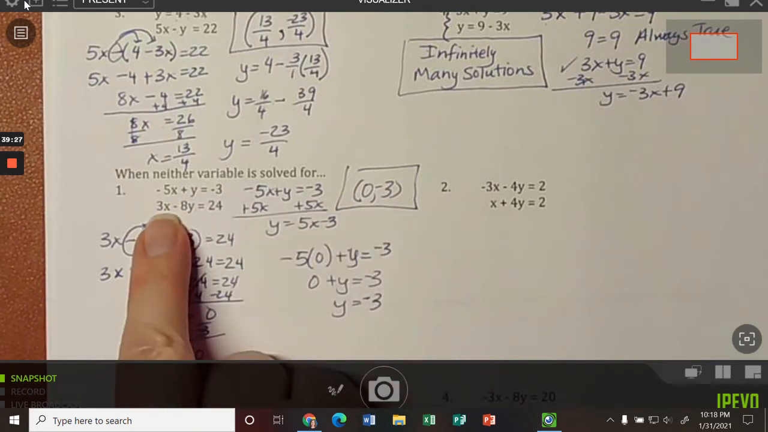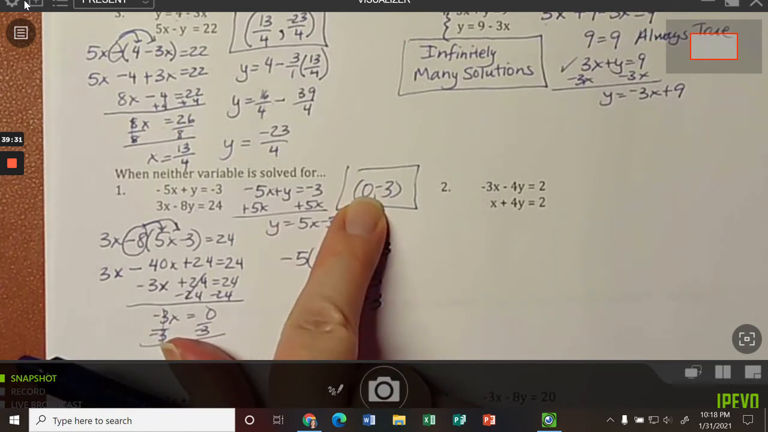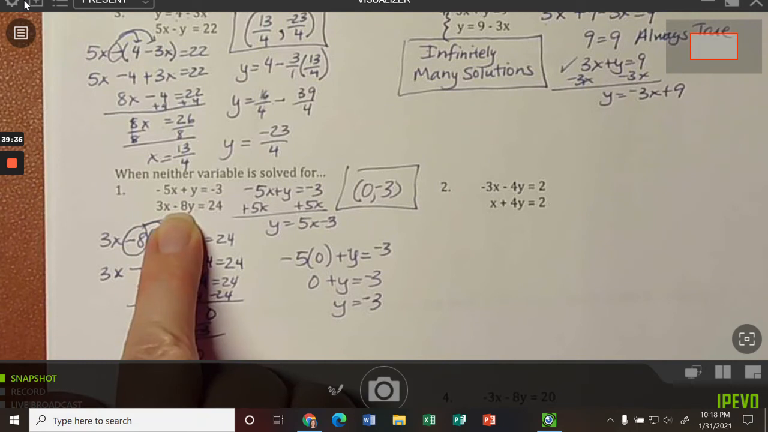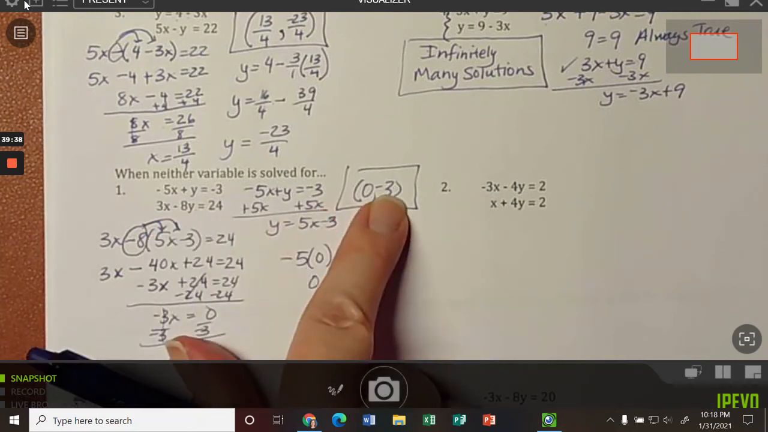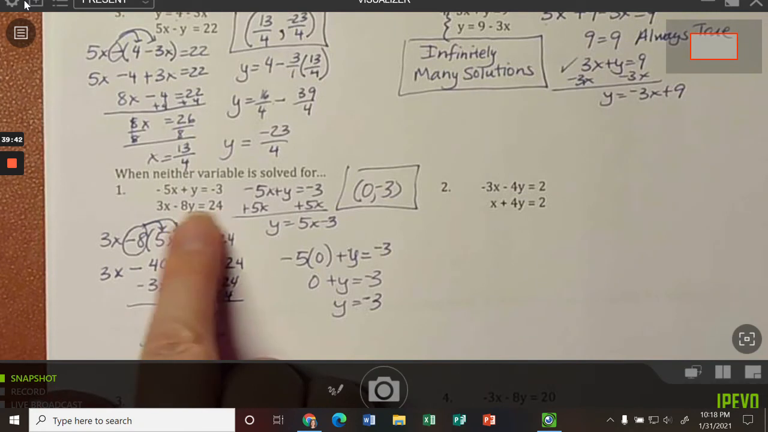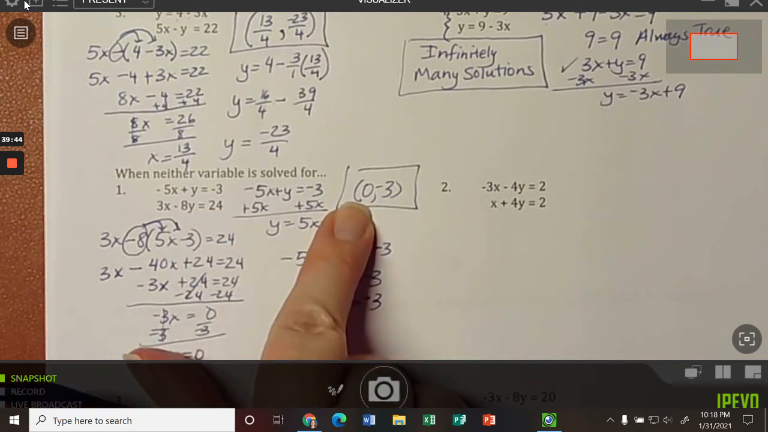And then let's do just a quick audio check. We'll just check it out loud here. If x is 0, 3 times 0 is 0. And then we have negative 8 or minus 8 times negative 3. So negative 8 times negative 3 is positive 24. So 24 equals 24. That checks out.